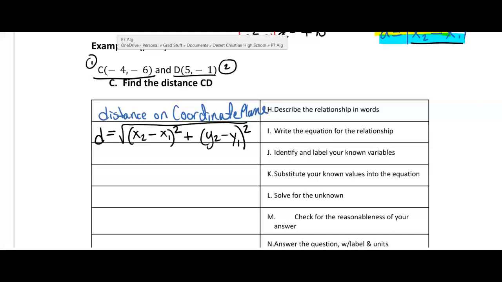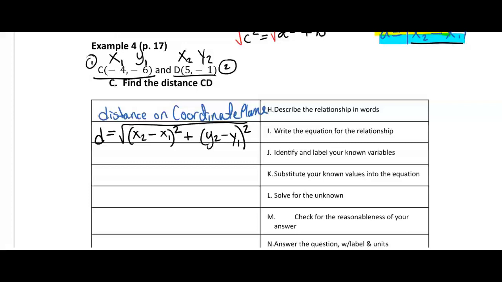So this is my x coordinate for coordinate 1. And this -6 is my y coordinate for coordinate 1. This is my coordinate 2. This is my x sub 2 coordinate. This is my y sub 2 coordinate.